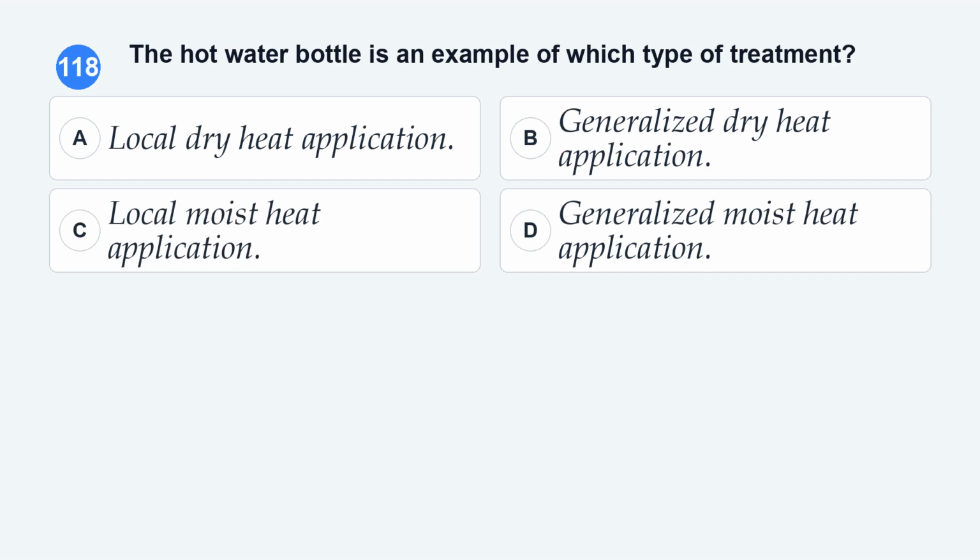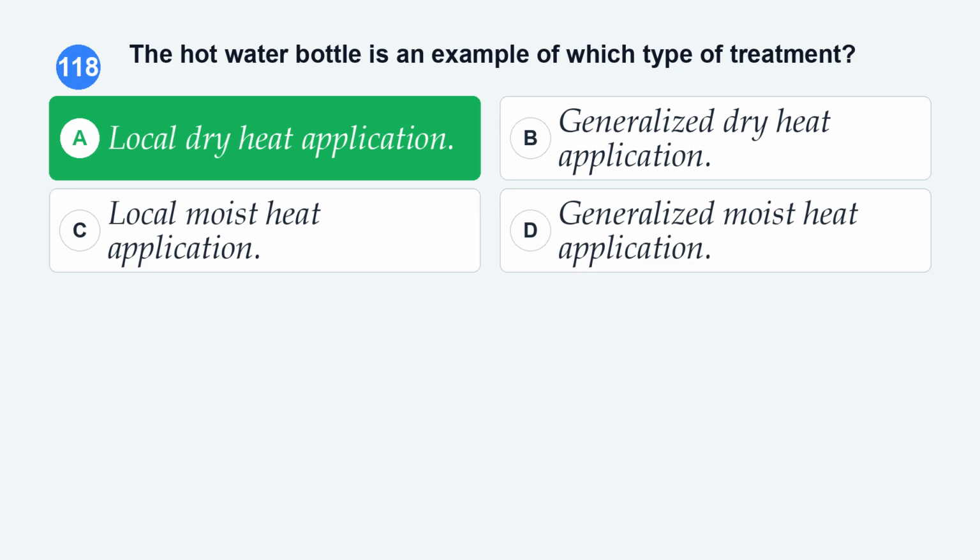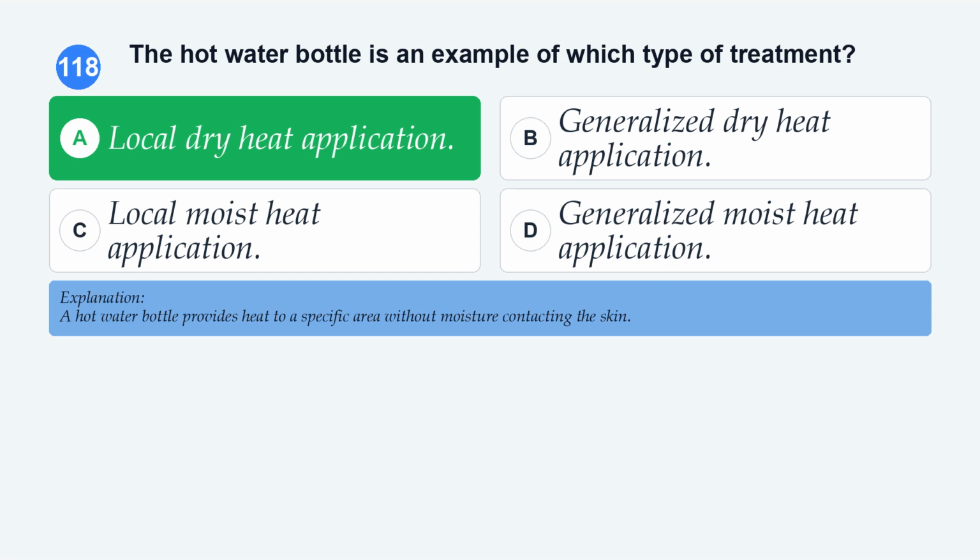Question 118. The hot water bottle is an example of which type of treatment? Option A, local dry heat application. Option B, generalized dry heat application. Option C, local moist heat application. Option D, generalized moist heat application. The correct answer is option A, local dry heat application. Explanation. A hot water bottle provides heat to a specific area without moisture contacting the skin.